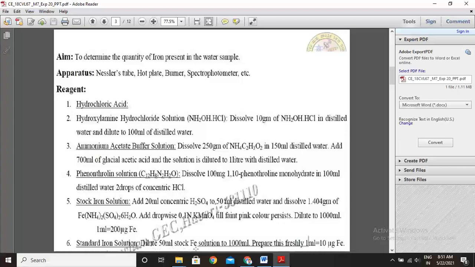Dilute 50 ml stock iron solution to 1000 ml. Prepare this freshly. 1 ml equals 10 microgram iron solution is prepared. So these are the reagents required to execute this experiment carefully.